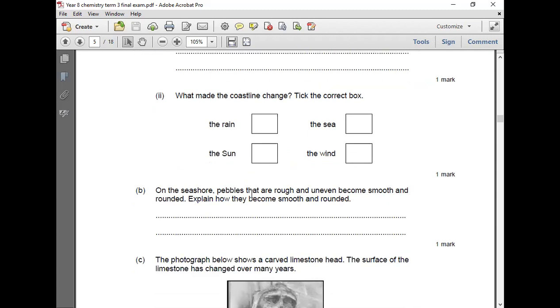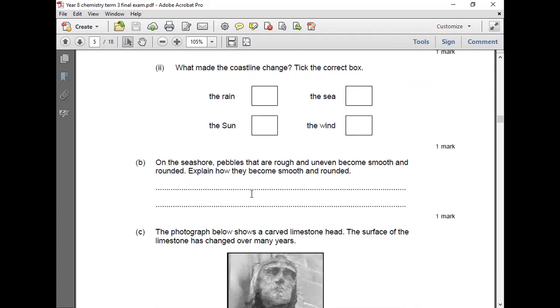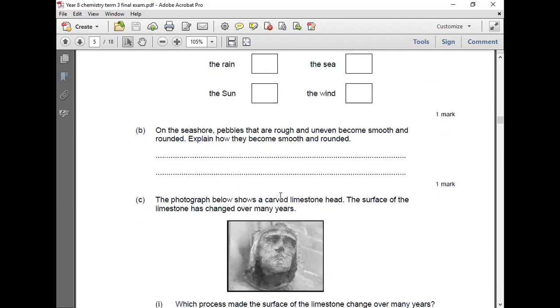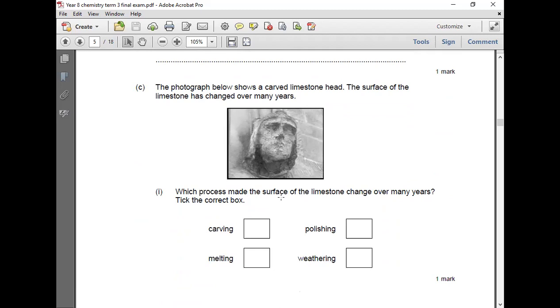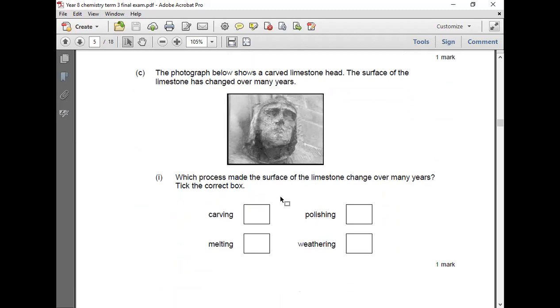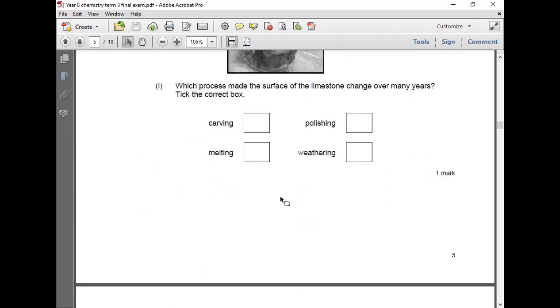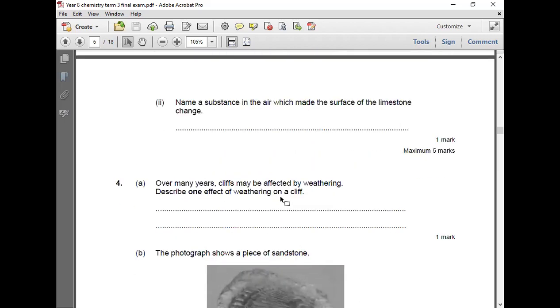On the seashore, pebbles that are rough and uneven become smooth and rounded. Explain how they become smooth and rounded. The photograph below shows a carved limestone head. The surface of the limestone has changed over many years. Which process made the surface of the limestone change over many years? Is that carving, polishing, weathering, or melting? Name a substance in the air which made the surface of the limestone change.